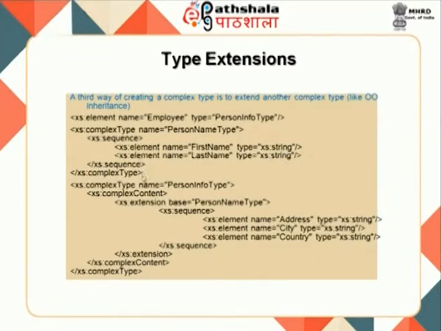Now, what you want to do is create another type based on this person name type. So you create another complex type. Now, here name equal to person info type. Here you say that complex content, you want to extend it. So you will say that the base type is what? Person name type. This is what you want to extend. So base is person name type. So along with this first name and last name, you want to add three other elements called address, city and country. So now person info type is another type which is extended along with the first name and last name. You have address, city and country.